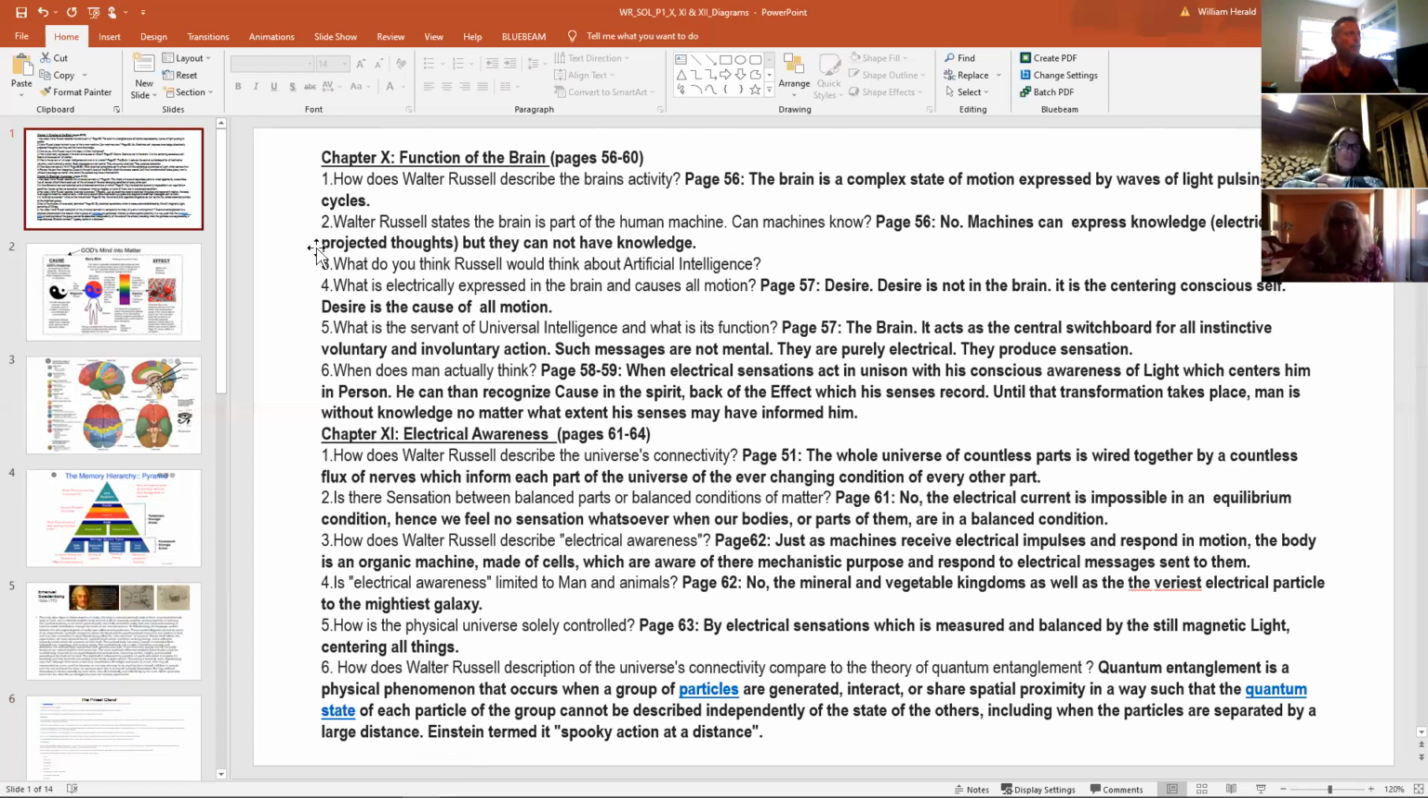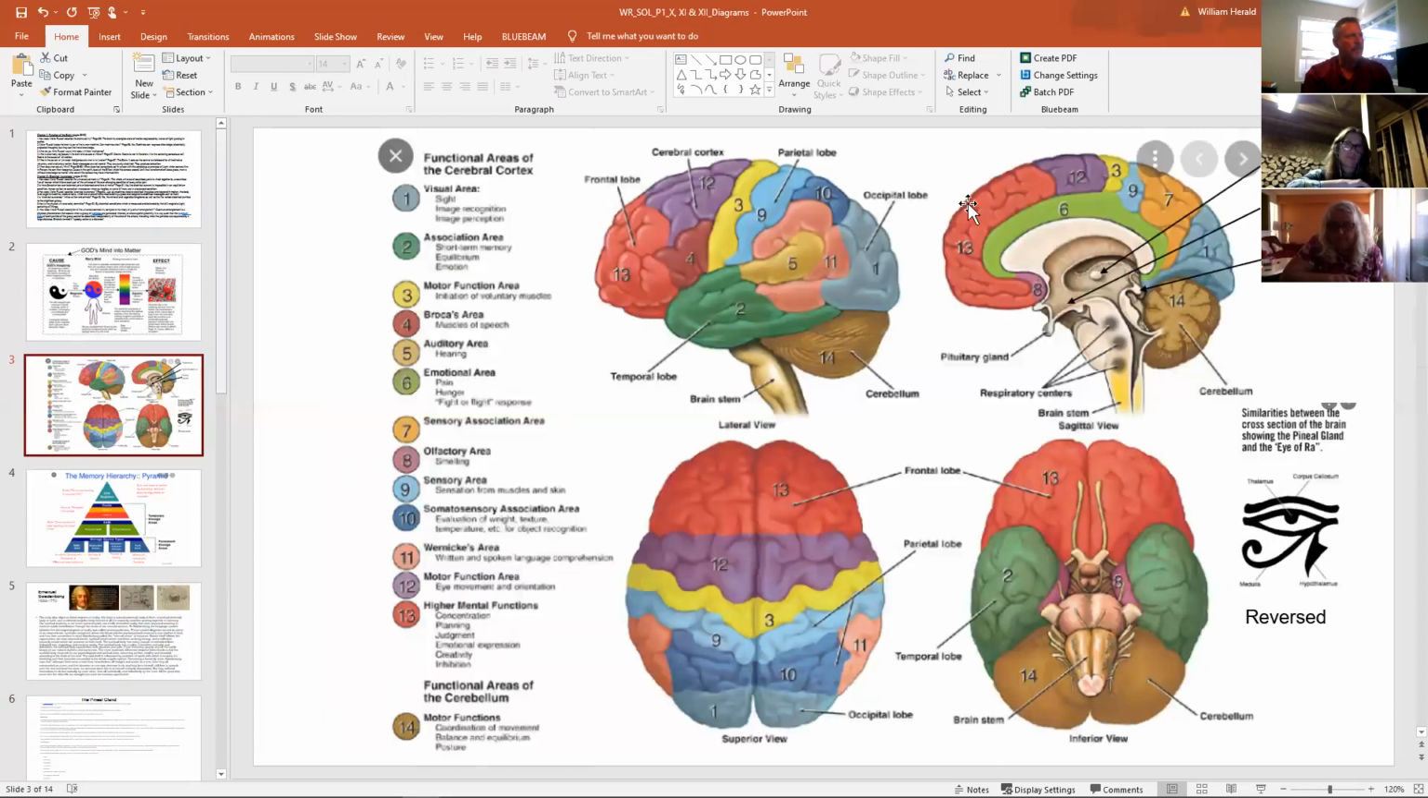So question number 2: Walter Russell states the brain is part of the human machine. Can machines know? From page 56, no, machines can express knowledge electrically, projected thoughts, but they cannot have knowledge. So when we get back to our drawing of the brain, if the brain is an electrical machine and thoughts run through it, within this system there is no knowing. So where does the knowing come from? It would have to come through some other source, and that could be through the pineal gland.